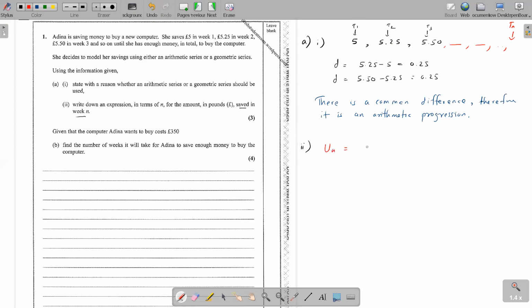So the nth term is a plus n minus 1 d. So a, the first term, is 5, plus n minus 1 times the common difference, which is 0.25. It's a matter of simplifying this, or you can just leave it. Write down an expression in terms of n for the amount saved. Something like this should be enough.